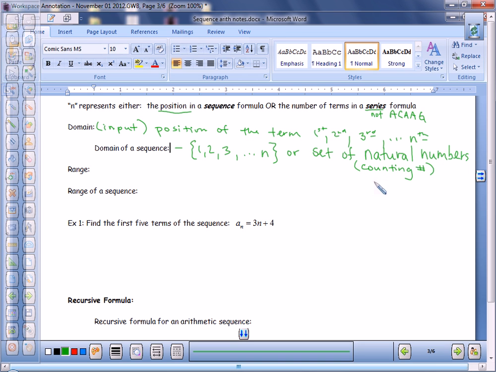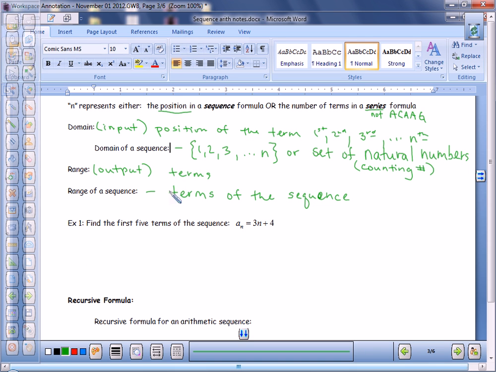All right, our range, which is basically our output. Our range is the actual terms. So in a sequence, it's just the terms of the sequence. Okay, so we're going to do an example here. For range, what do you mean, output and then terms? The output is the terms.